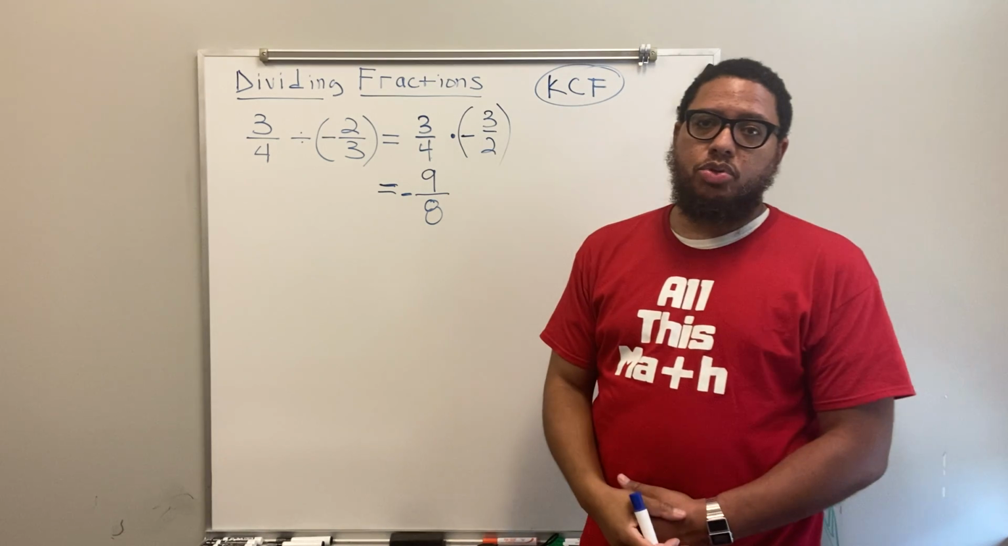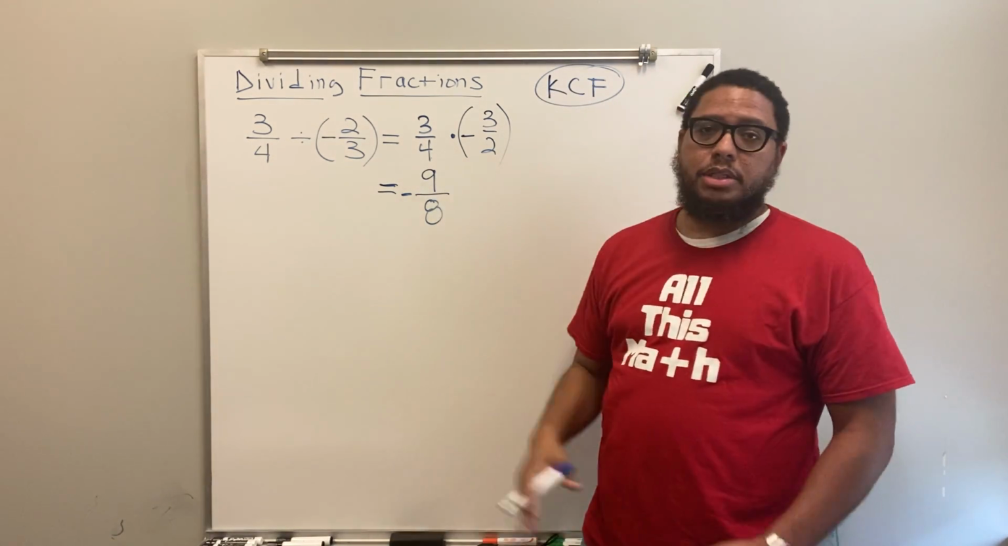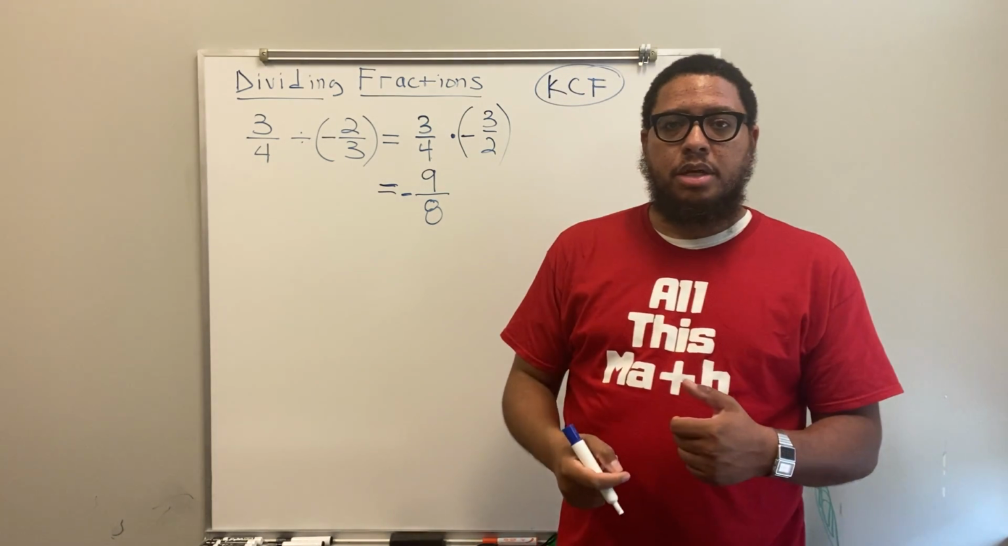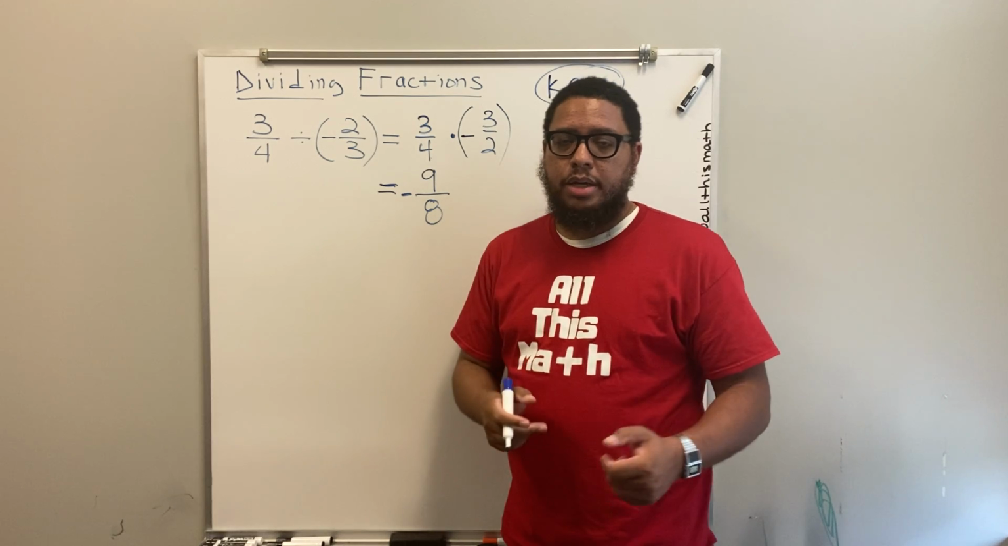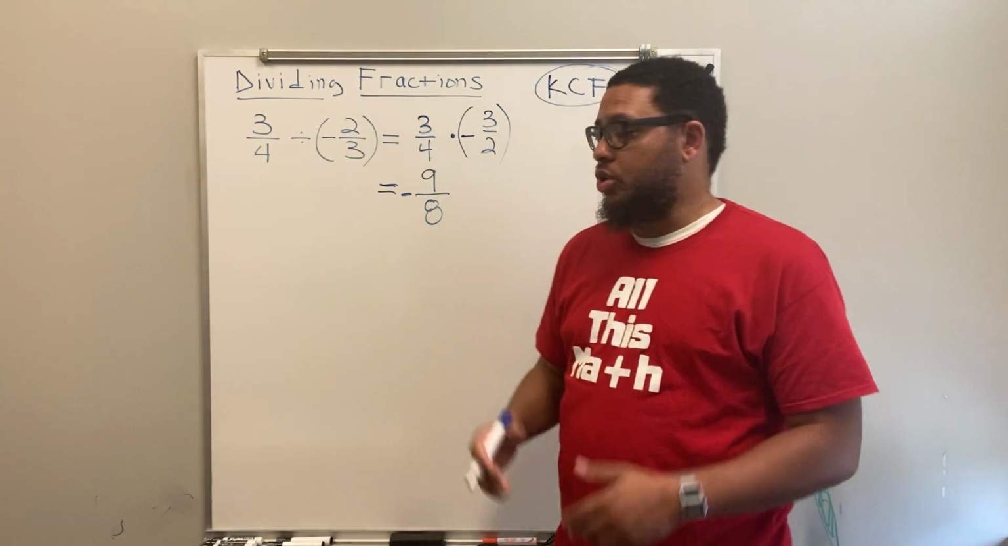How do I know I can't reduce it? I can't reduce it because the greatest common factor between these two numbers is 1. And whenever the greatest common factor between the numerator and denominator in a fraction is 1, you can't reduce it. There's nothing else you could do. That's how you know you finished.